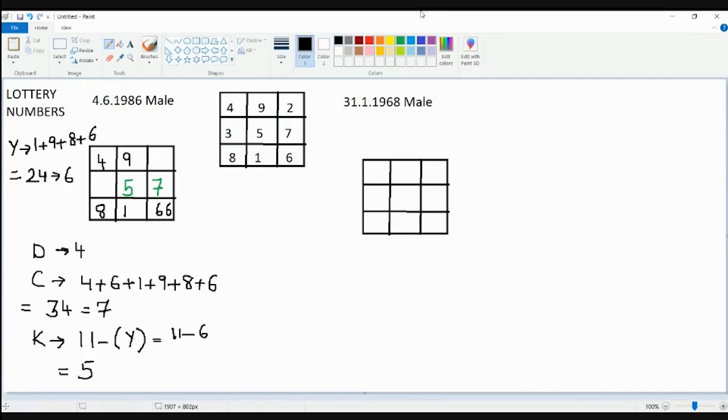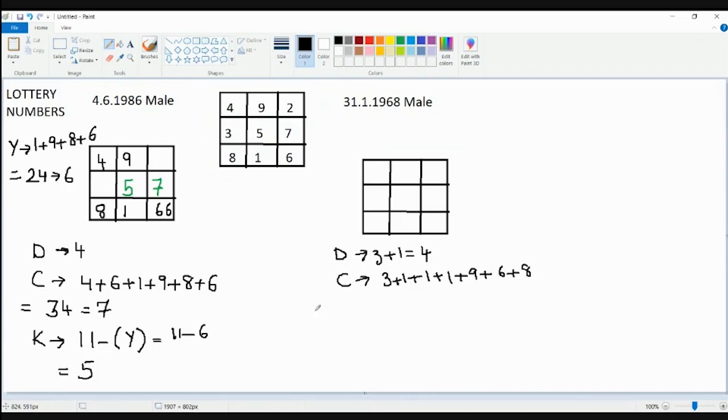Now let us take another example here. 31st of January 1968. So here driver is what? 3 plus 1, which comes out to be 4. Conductor, you will add all the numbers here. 3 plus 1 plus 1 plus 1 plus 9 plus 6 plus 8.